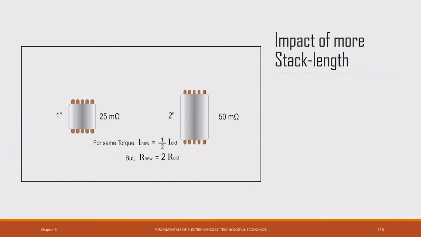But the resistance of the new stack is double, because the length is doubled. So, here again current is getting reduced, but resistance is getting increased. What will happen to the efficiency? What will happen to the loss? Will the loss be more or less? More. Why do you think it will be more? But the current is half. I squared R is the loss. The two are again conflicting with each other. What is the net result?